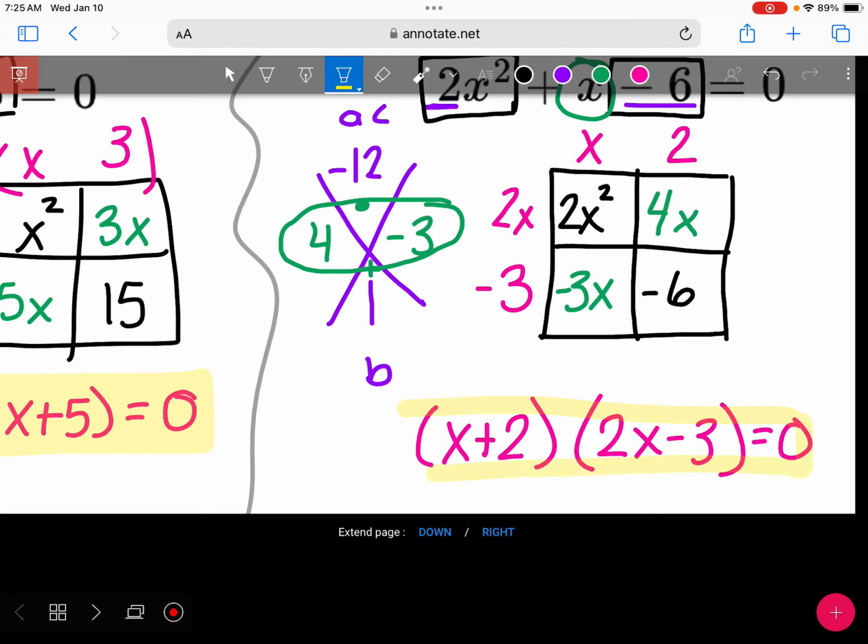And again, we're just asked to factor. We're not asked to like solve this or find roots or anything else crazy about it. Just put it in factored form.